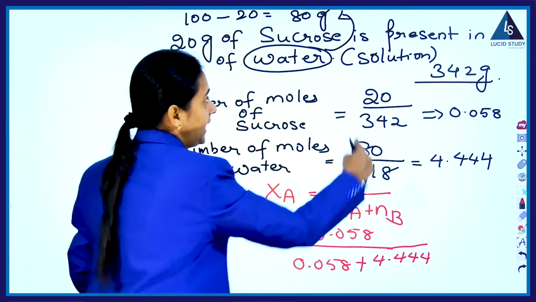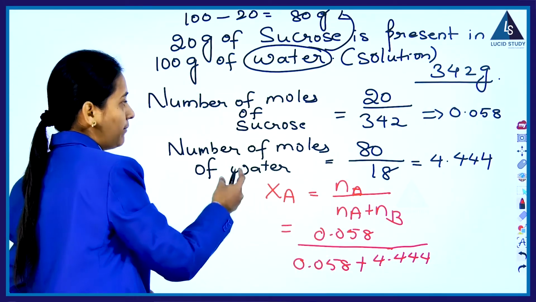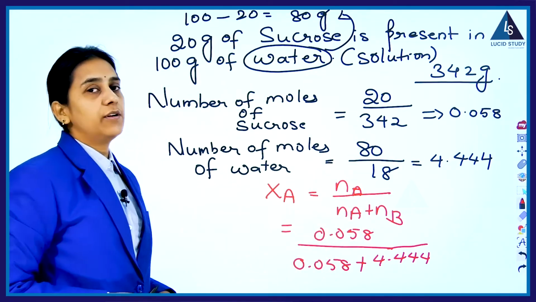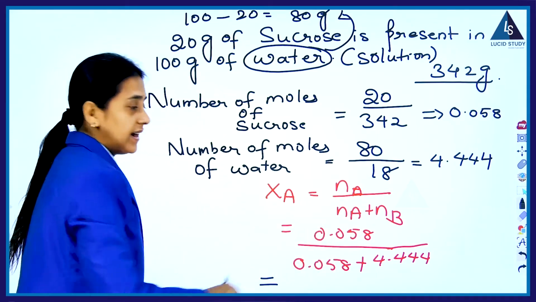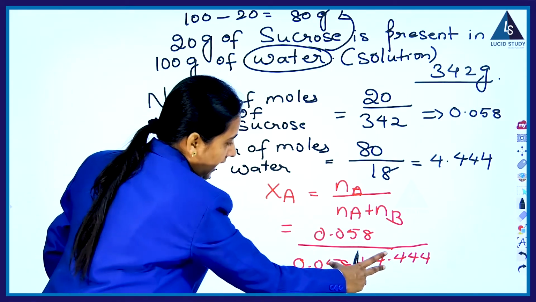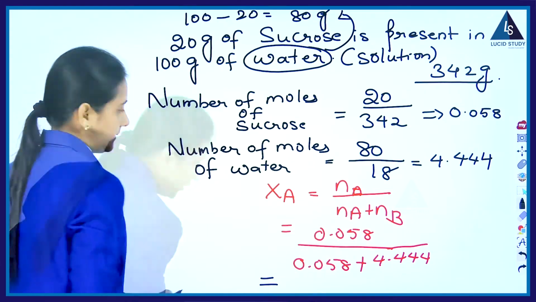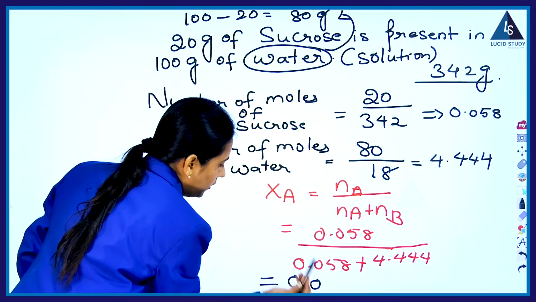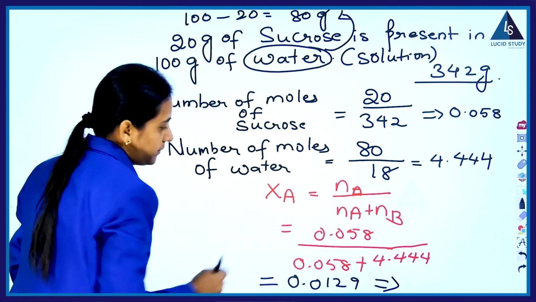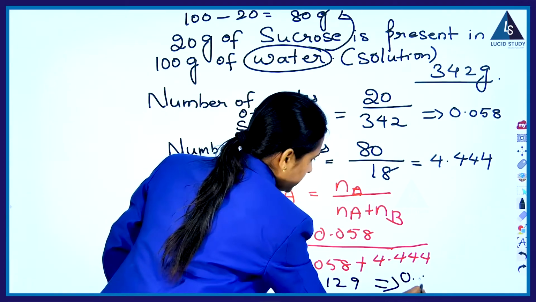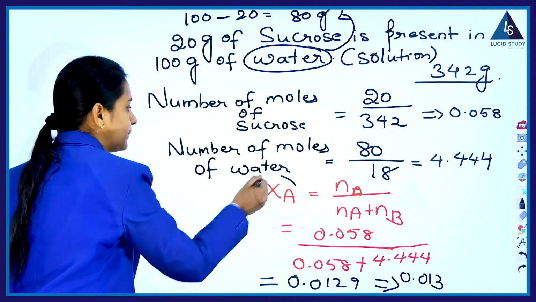I have done just substitution. In the place of Na, I have substituted the number of moles of sucrose. And in the place of Nb, I have substituted the number of moles of water. If you do this, just 0.058 divided by this whole thing, add both the terms and divide it into 0.058, you will get 0.0129. So I will round this off to 0.013, which is your answer. That is the mole fraction of the sucrose.